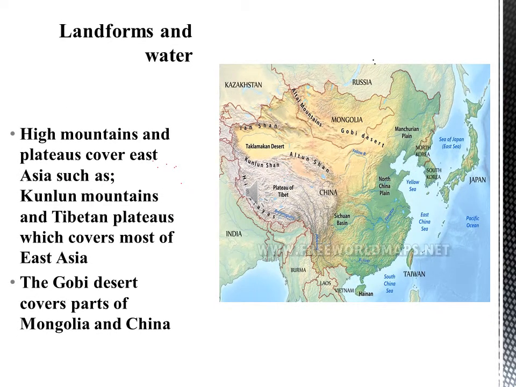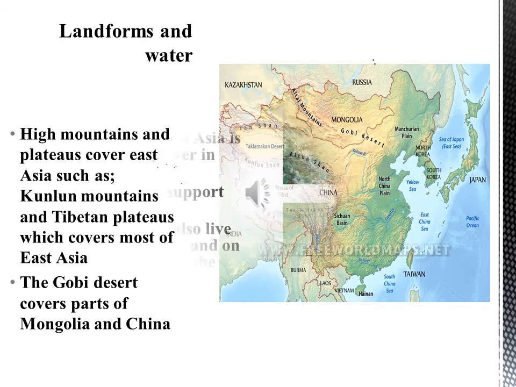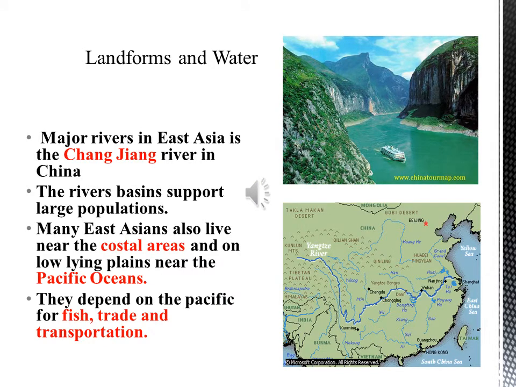For the landforms and water, we can see that East Asia's landforms have high mountains and plateaus, such as the Kunlun Mountains and the Tibetan Plateau. We also have the Gobi Desert, which covers parts of China and Mongolia. As for the bodies of water, we can see major rivers in East Asia, such as the Changjiang River in China, and the river basins there support a large population. The meaning of river basin is the sides of the river which have fertile soil that is good for farming and agriculture, so it is, of course, fit for people to live on these sides of the river.